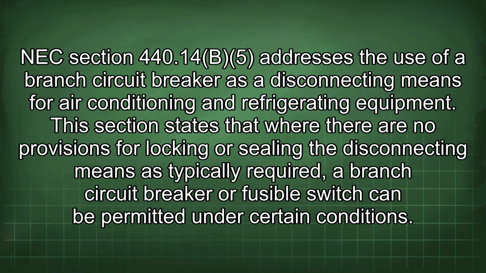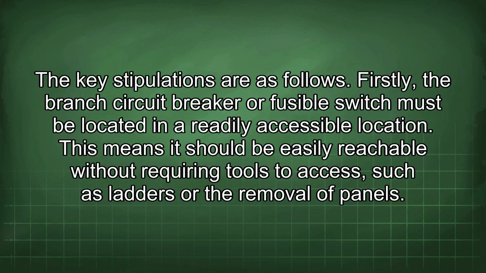This section states that where there are no provisions for locking or sealing the disconnecting means as typically required, a branch circuit breaker or fusible switch can be permitted under certain conditions. The key stipulations are as follows. Firstly, the branch circuit breaker or fusible switch must be located in a readily accessible location. This means it should be easily reachable without requiring tools to access, such as ladders or the removal of panels.